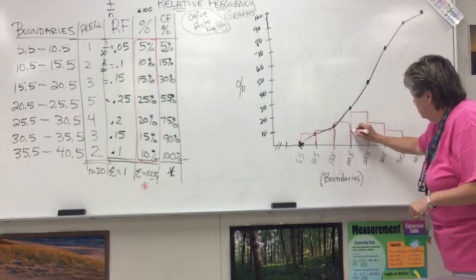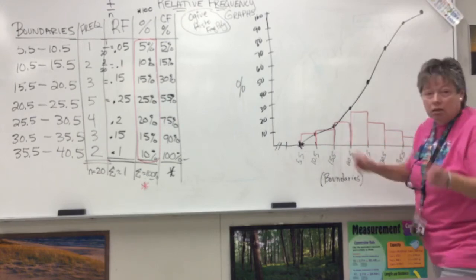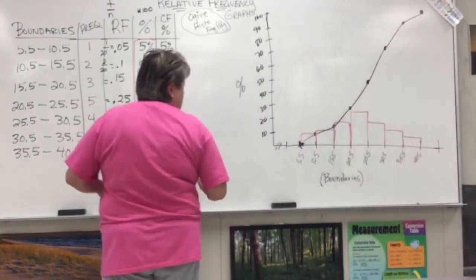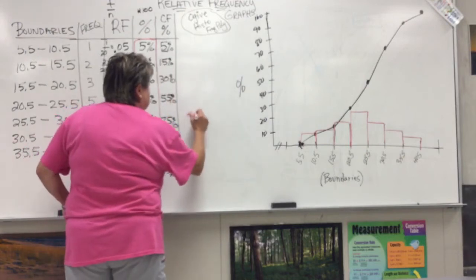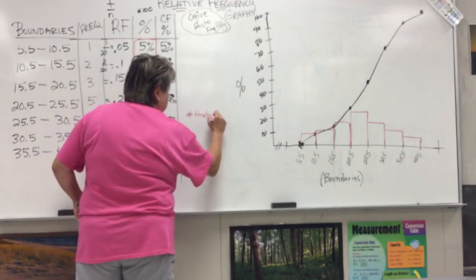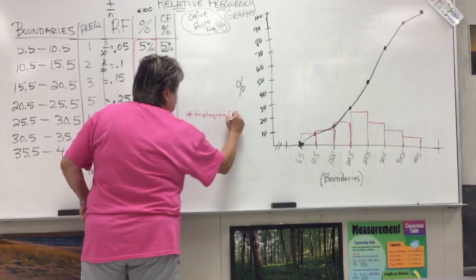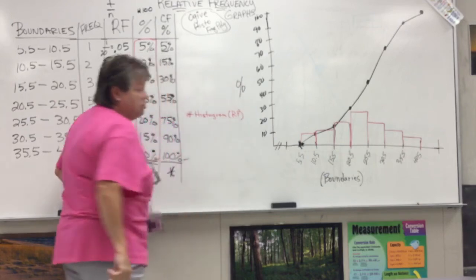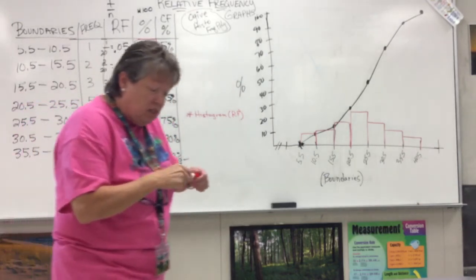Okay. Pardon my artwork there, we got off. Should be touching vertical columns, okay? So that red one is your histogram. Okay, and I'll put RF next to it because we're using it by way of percentages.